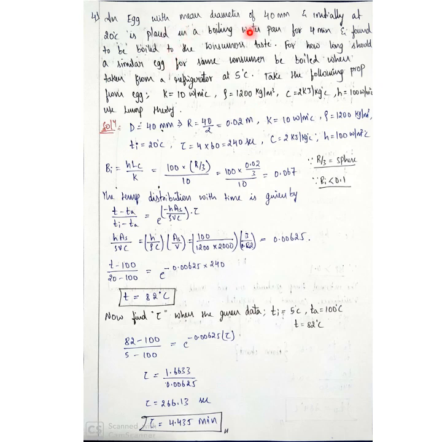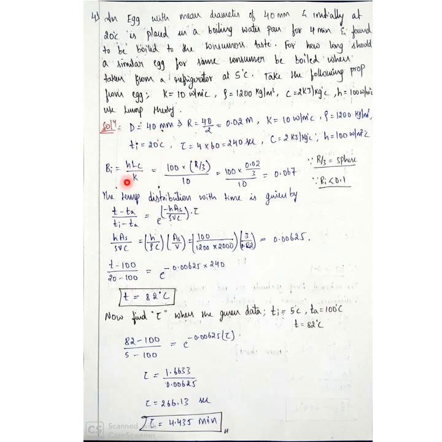An egg with a mean diameter of 40 mm, initially at 20 degrees, is placed in a boiling water pan for 4 minutes and found to be boiled to the consumer's taste. How long should a similar egg be boiled for the same consumer when taken out from a refrigerator at 5 degrees Celsius? Take the following properties for the egg. So these are the parameters he has given. The egg will be treated as a sphere, so we consider the material as a sphere.